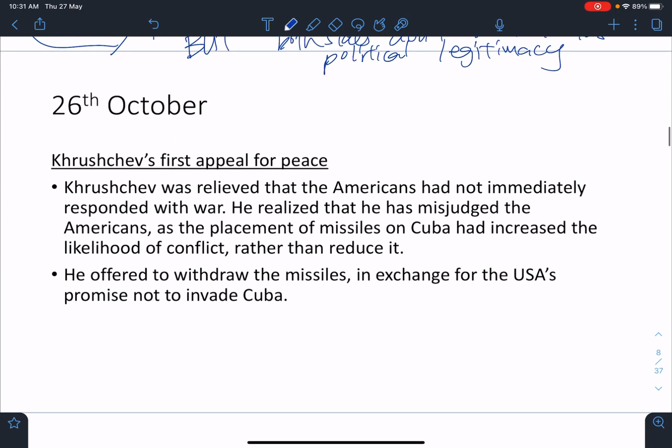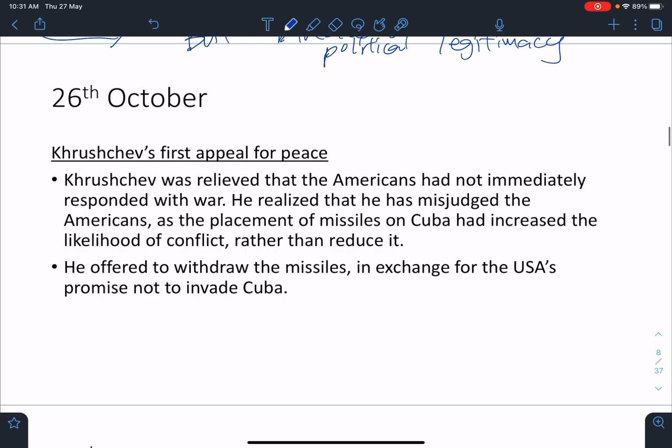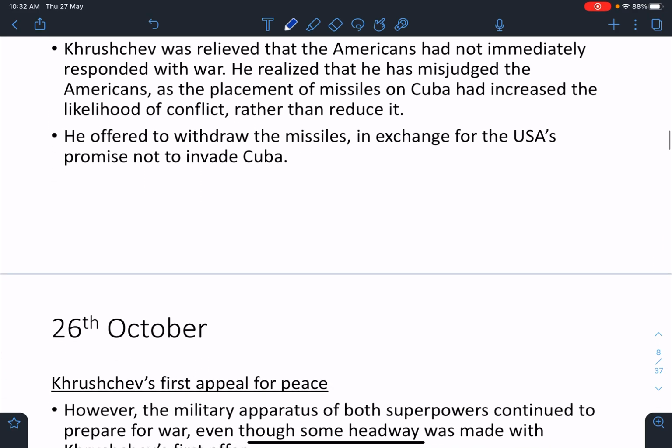So what happens is that then Khrushchev says, oh, very good, he's happy that the Americans have not launched an invasion. Okay, so he realizes, okay, I might have made a mistake. Maybe putting the missiles there is going to increase the tension. So he offers to withdraw the missiles, in exchange for the USA promising not to invade Cuba. So here we see the start of the negotiations.